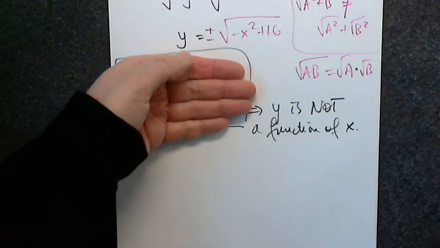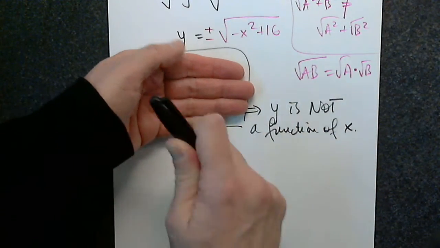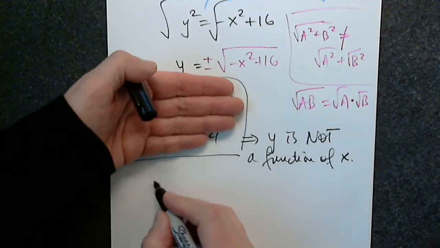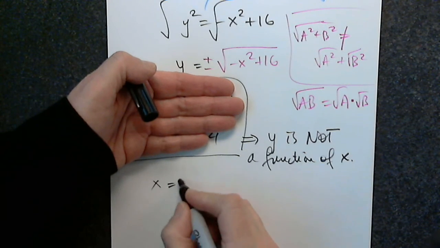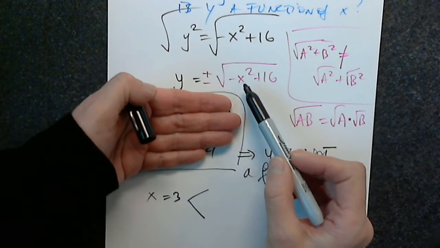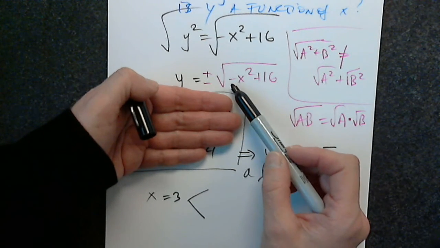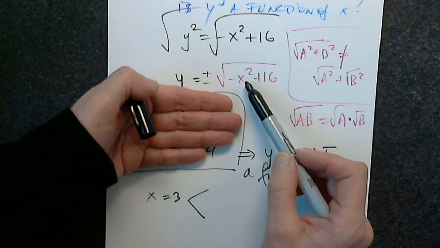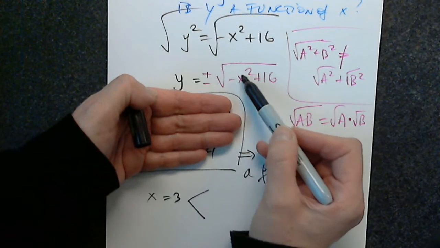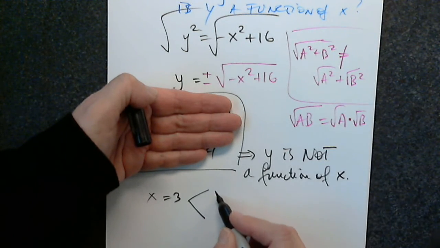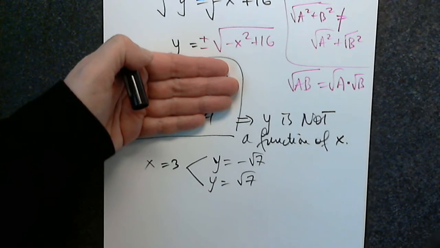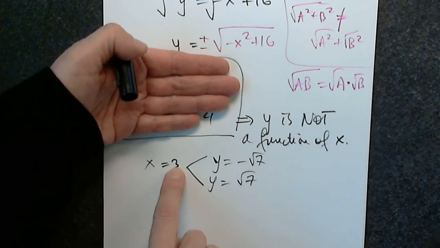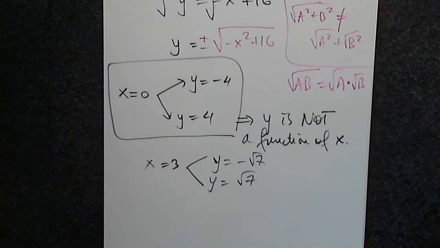Let's use another one. Give me another value. Let's say 3. Good. So let's see what we get with 3. 3 squared is 9, with minus in front is negative 9. 16 minus 9 is 7. Plus the square root of 7, negative the square root of 7. I found another x value corresponding to two y values.